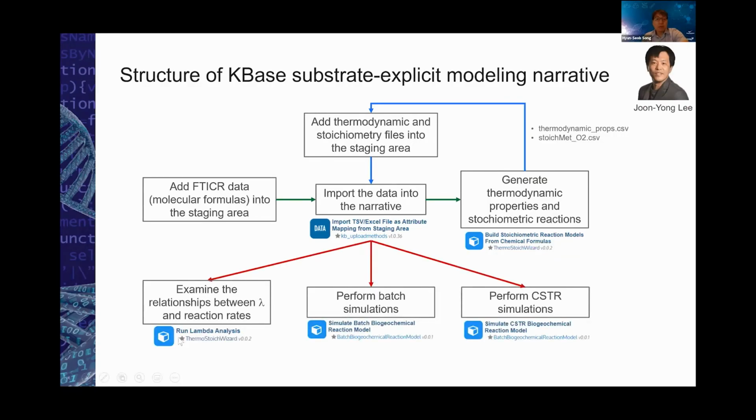So we run the lambda analysis app. The basic purpose of this app is to examine the correlation between lambda and the reaction rates. I have already shown some examples of how lambda can be correlated with the reaction rates under what conditions. Also, because the final form of the biogeochemical model from this theory is kinetic equations, we can perform dynamic simulation in a batch reactor or continuous stirred tank reactor. So we have specific apps for that, the batch biochemical reaction model and the CSTR reaction model.